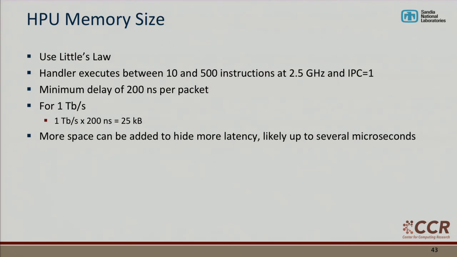So these are some of the constraints that come along with HPUs and how we would expect people to program them. When you look at how much memory I need to make this happen, you can fall back on things like Little's Law. If you have a handler that executes between 10 and 500 instructions at 2.5 gigahertz with an IPC of 1, you have a minimum delay of 200 nanoseconds per packet for a terabyte per second network. You need about 25 kilobytes of memory to actually be able to get line rate for that specific handler, which in today's world is not a lot of memory. Most network interfaces have significantly more than that on them.